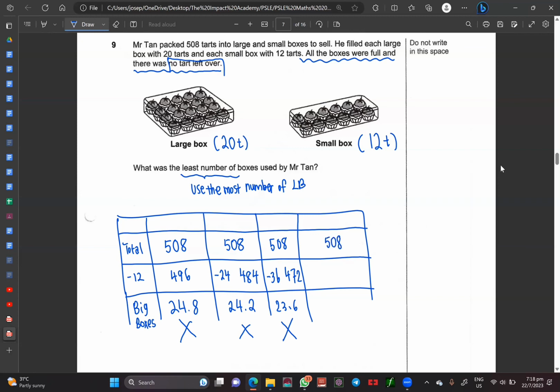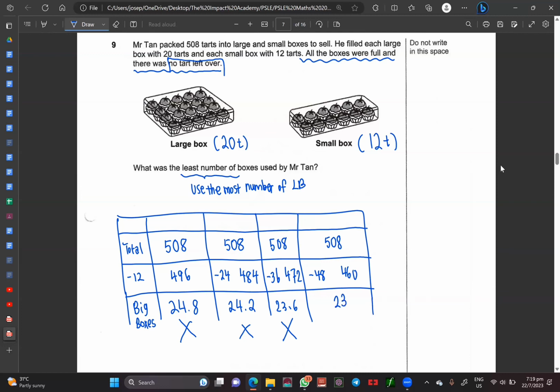I'm going to try 4 small boxes. 12 times 4, that is minus 48. So 508 minus 48, we get to 460. And fortunately, when I do 460 divided by 20, we get 23 large boxes.